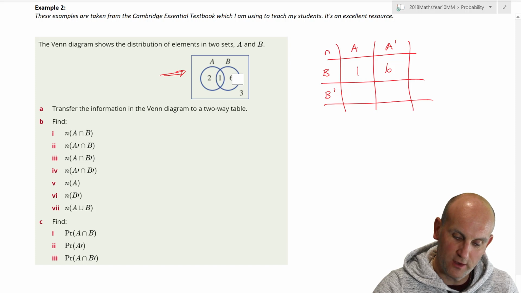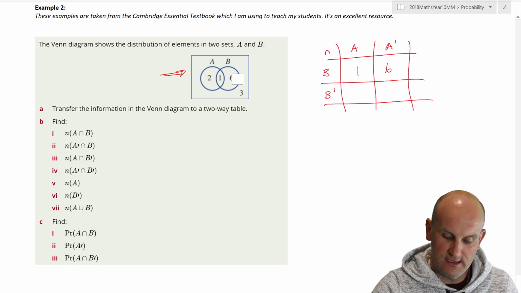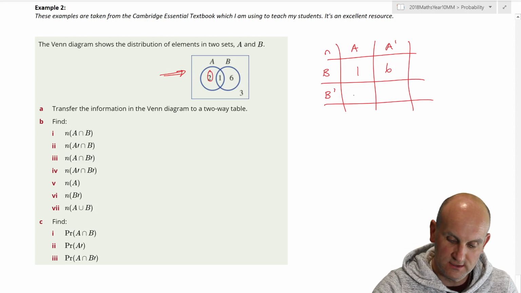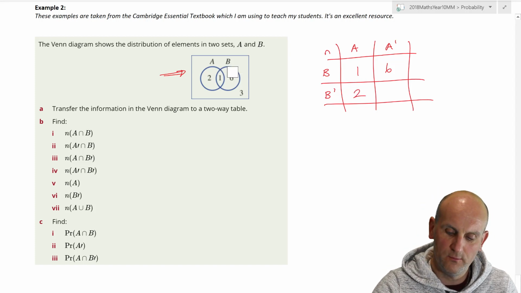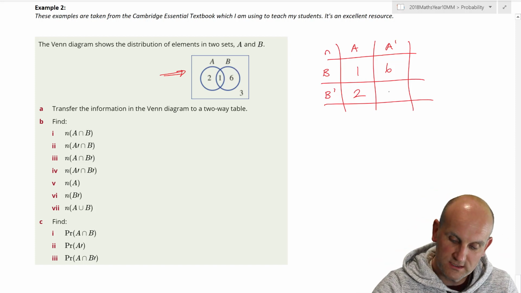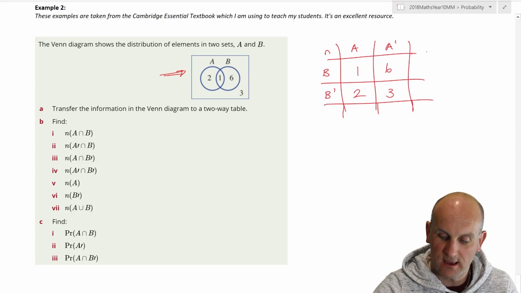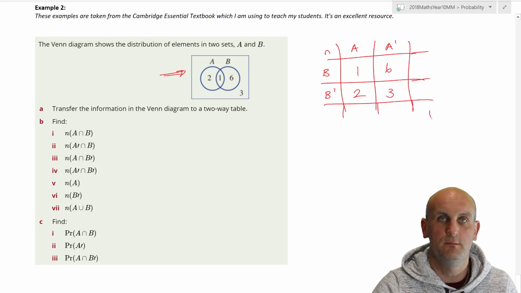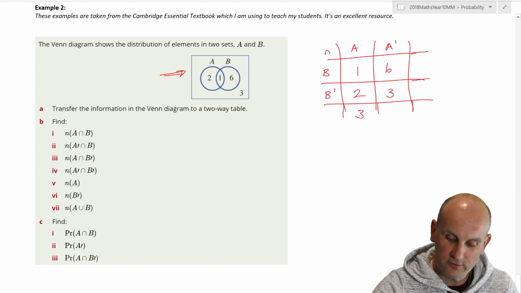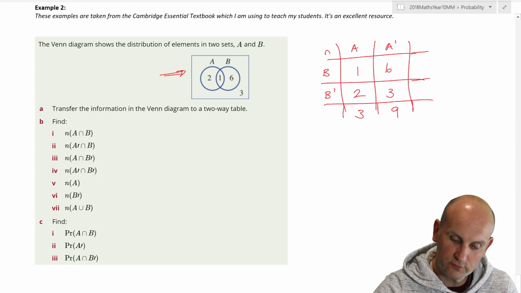What's the next one? So A and not B. So we want the one that's in A but not shared with B. Okay, that's that one there, which is 2. And then we want not A and not B. So that's everything outside of A and B, which gives me 3. So we have to now add these things together as a check. Now, I know a moment ago I said that adds to 1, but these aren't probabilities. These are numbers. So 1 plus 2 gives me 3. 6 plus 3 gives me 9. Now we add across. 1 plus 6 is 7. 2 plus 3 is 5.